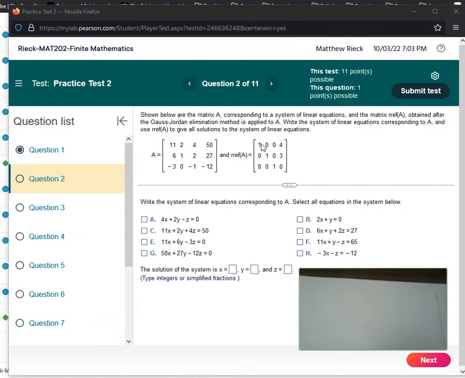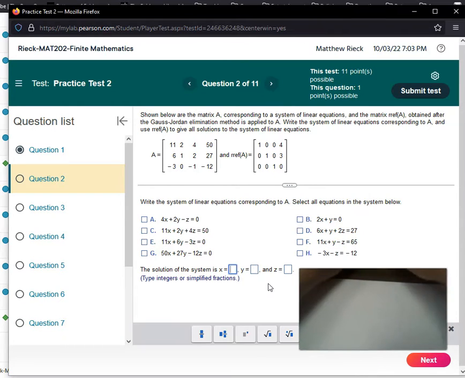Your solution you can just read straight across, against the columns x, y, and z. In this case, my solution is x equals 4, y equals 3, and z equals 0. So in this case, there's a single solution: x equals 4, y equals 3, and z equals 0.